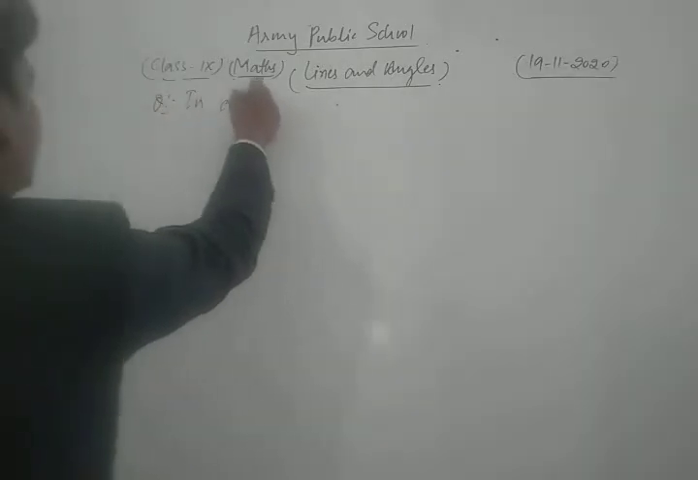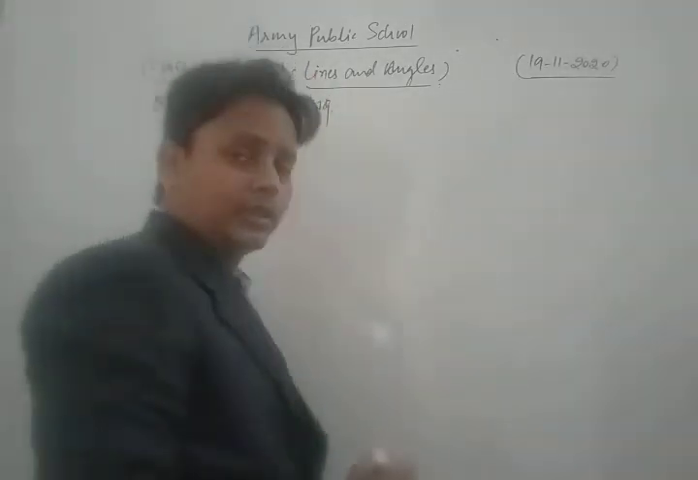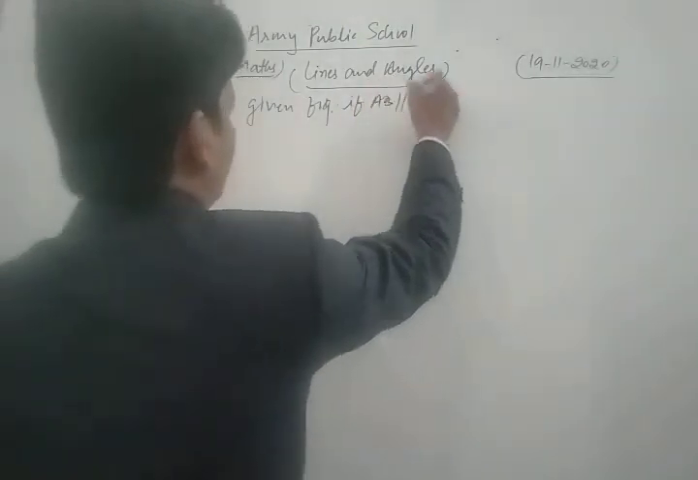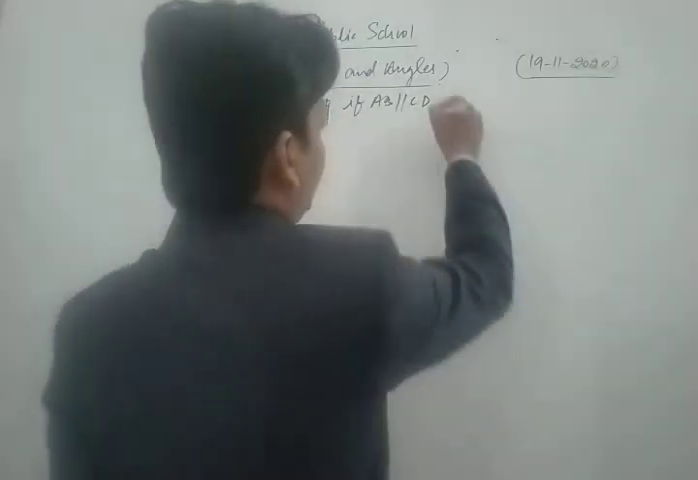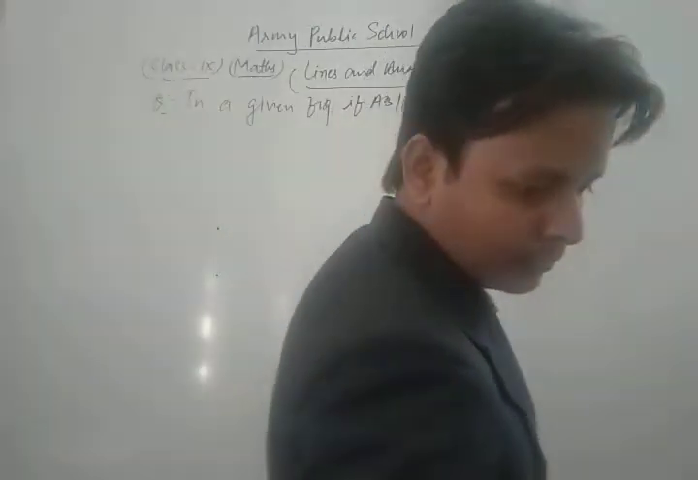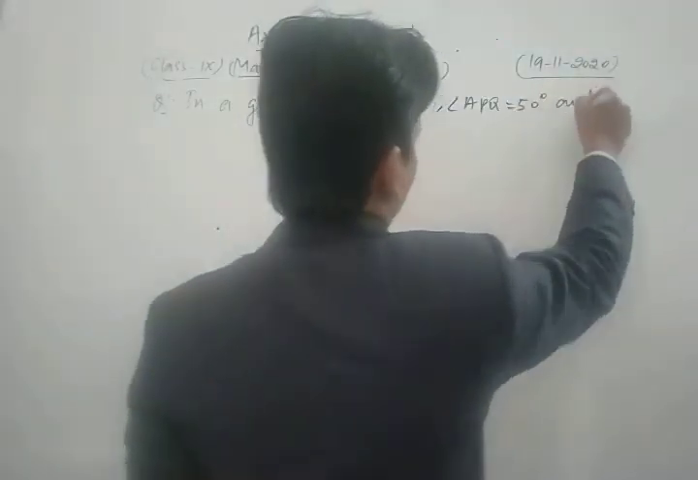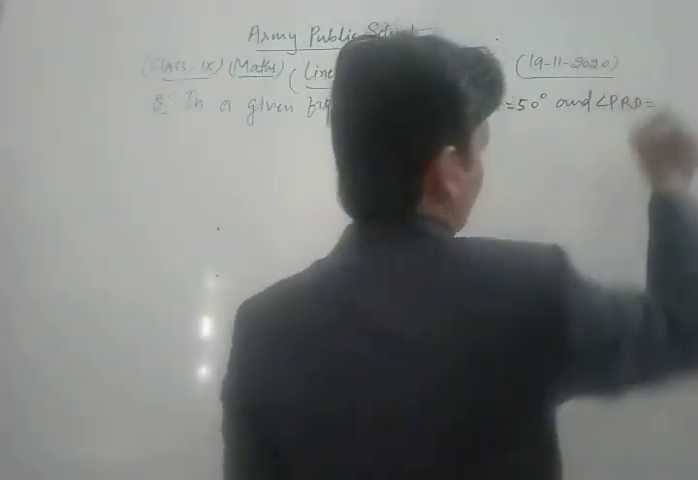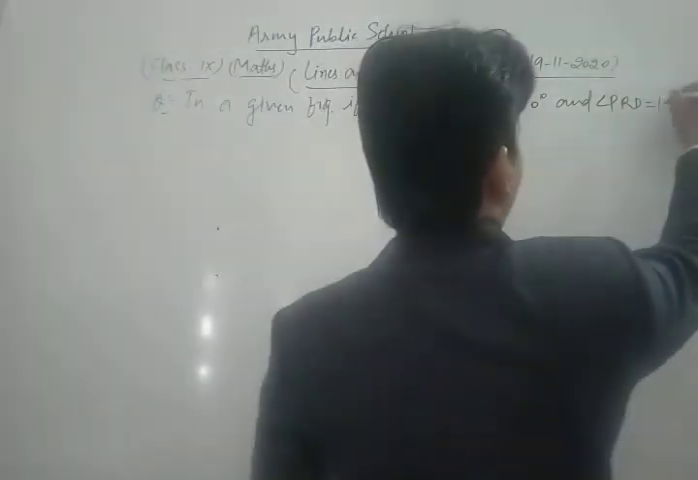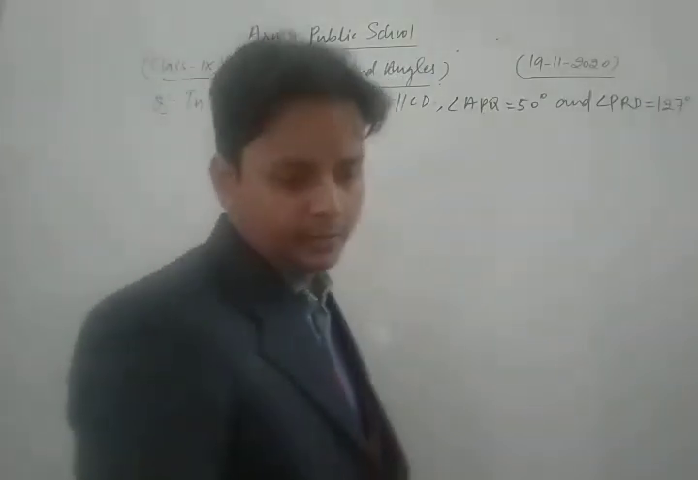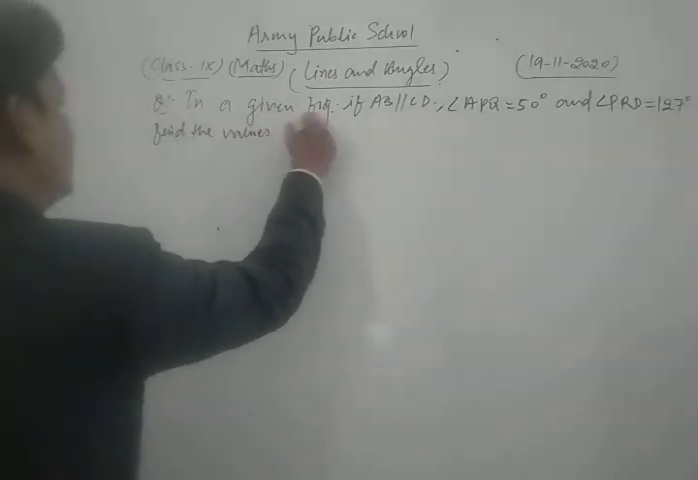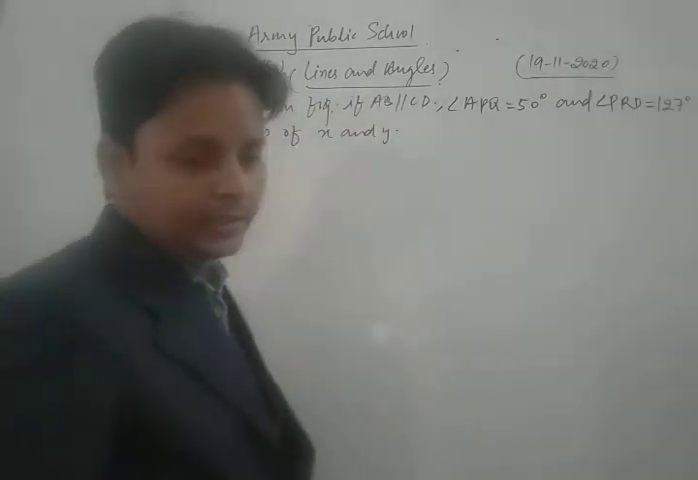Let's see, dear friends. In the given figure, if AB is parallel to CD, angle APQ is equal to 50 degrees, and angle PRD is equal to 127 degrees. Find the values of x and y.